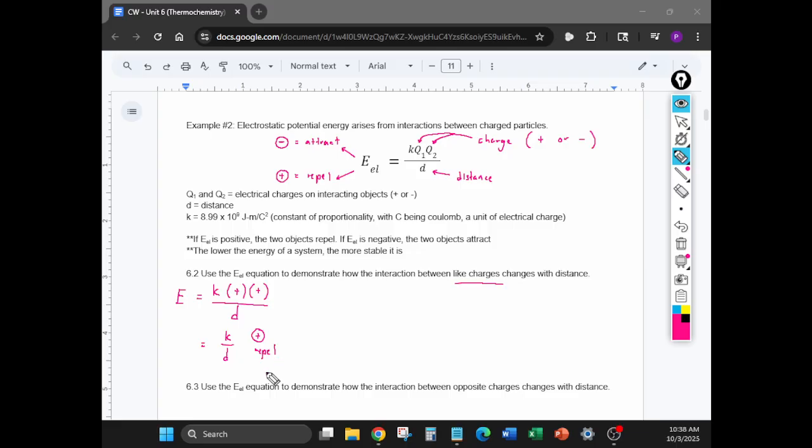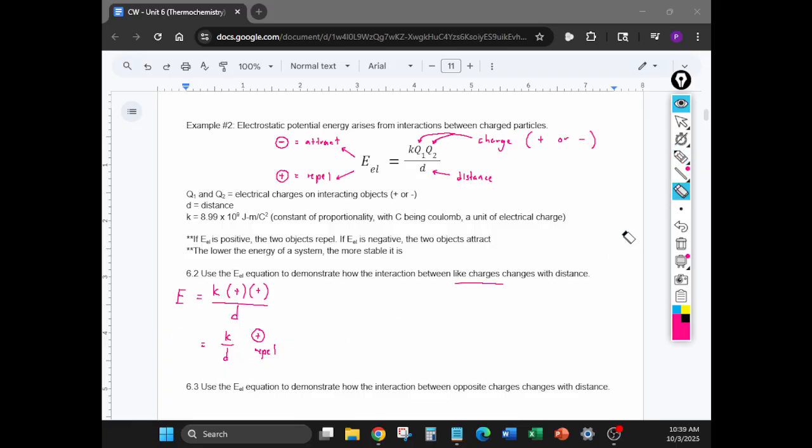Which makes sense, right? We know that like charges repel one another. If you ever had two magnets and you tried to put the two positive sides together, they push each other away. That's what this equation is demonstrating. If you have two positives, and if you did negative, negative, you would get a positive number again because they cancel out. That's what this equation is proving.